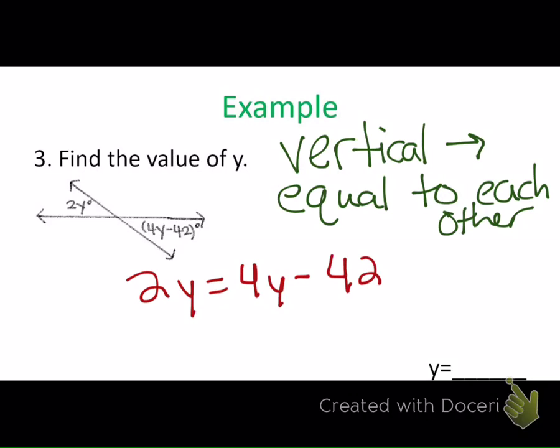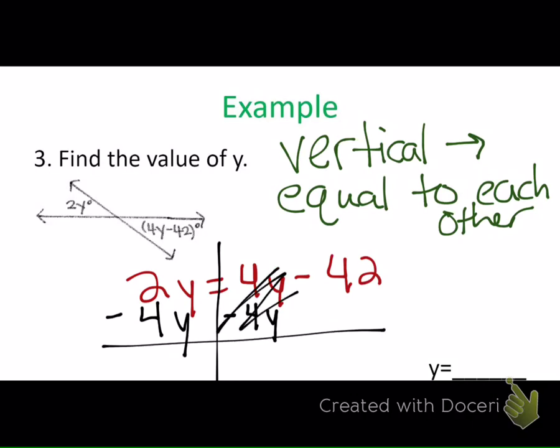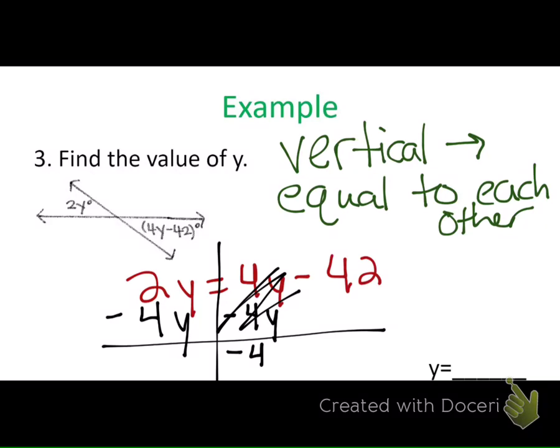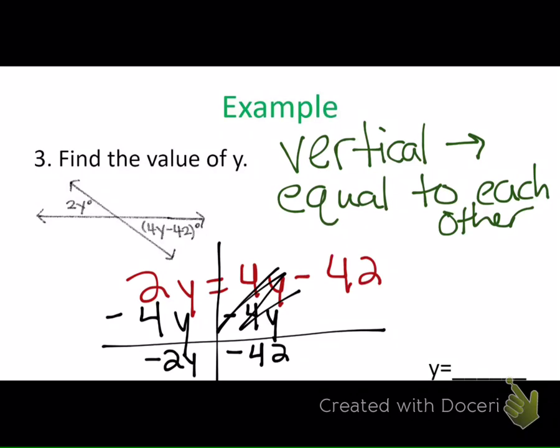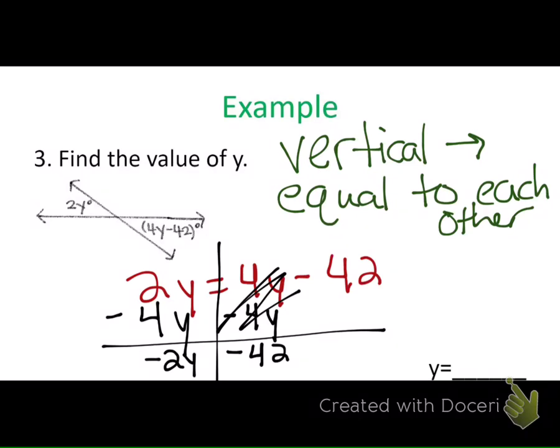All right, let's solve here. What do you think I'm going to do first? Let's subtract the 4y. I know we're going to get a negative, but you can't really subtract the 2y. That won't work. So let's subtract the 4y. Okay, that gets rid of this. I'm left with negative 42. What is 2y minus 4y? Negative 2y.